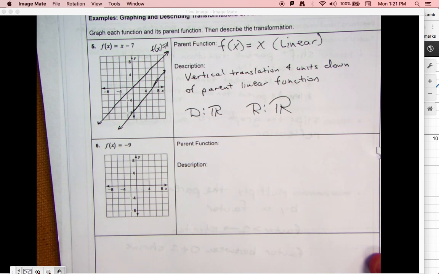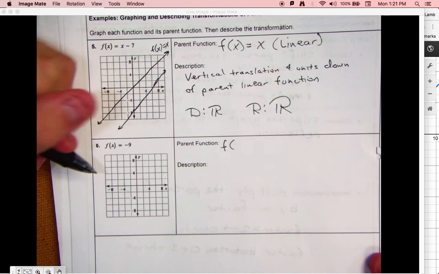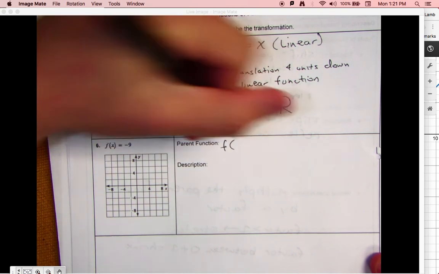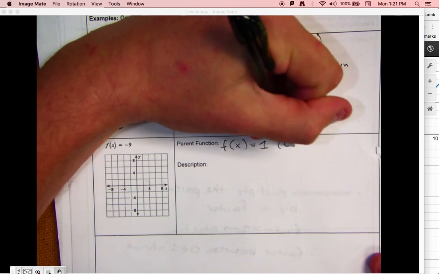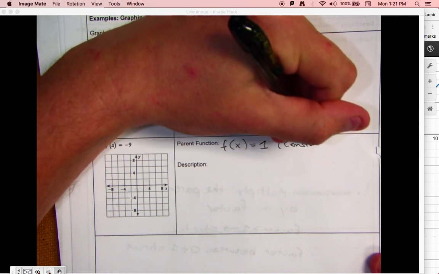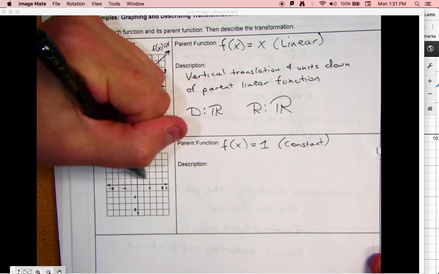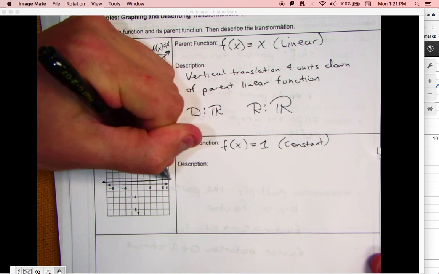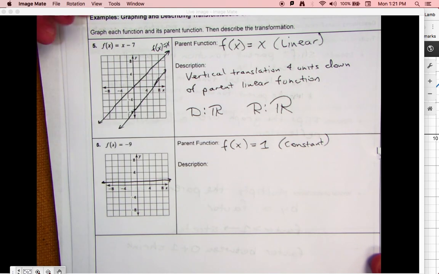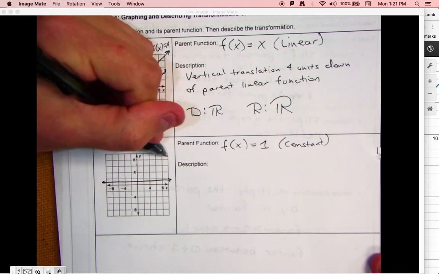All right, next one. First of all, parent function. Hopefully we notice that this is the constant function, so f of x equals 1. So here's my parent function. It's got to go right in the middle there. And then I got to go up 9, 2, 4, 6, 8, right there.